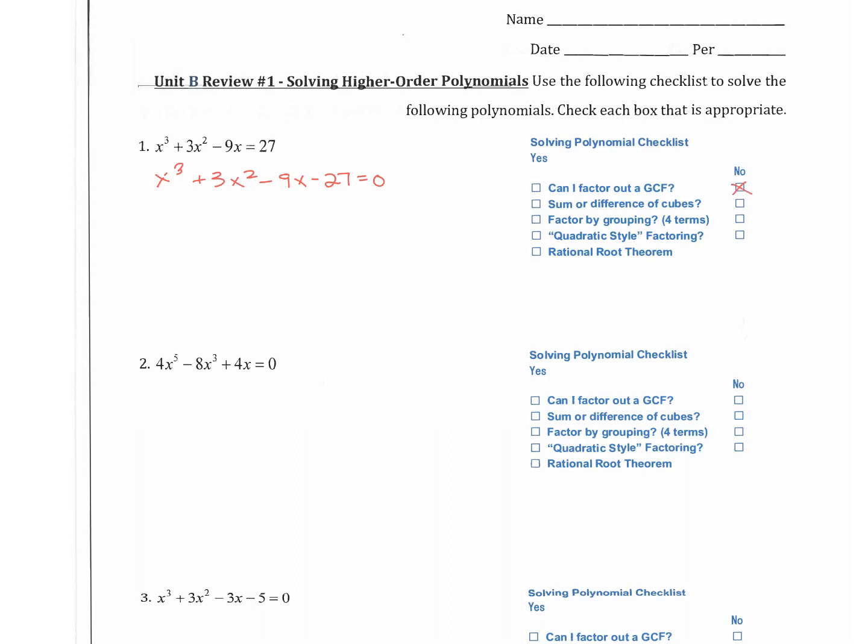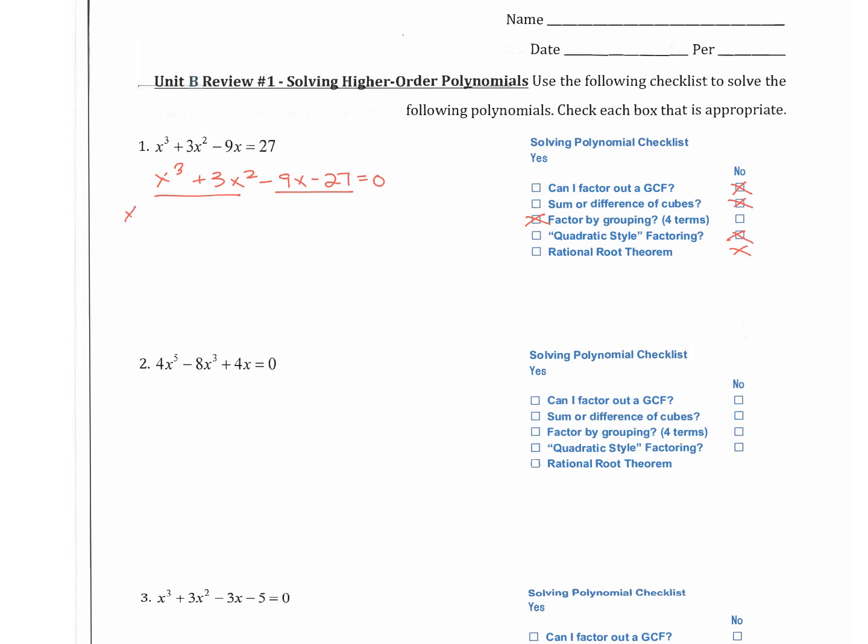Is this the sum or difference of two cubes? No, I have 4 terms. Oh, that leads me to my next one. Factor by grouping because there's 4 terms? For sure. Quadratic style? Well, no, because that's 3 terms. And rational root theorem? No, I'm not going to be using the rational root theorem here. That would be what I would use if I couldn't factor it at all. So let's start by factoring by grouping.